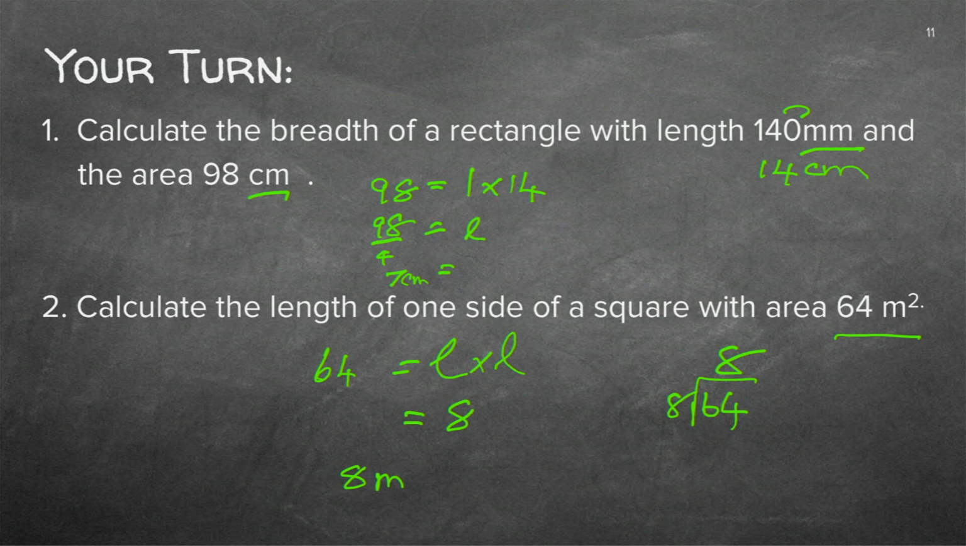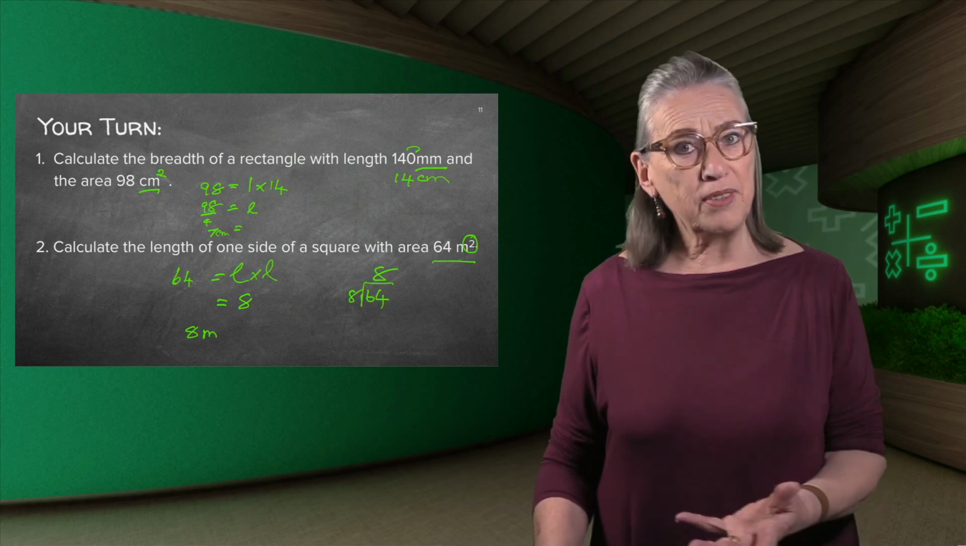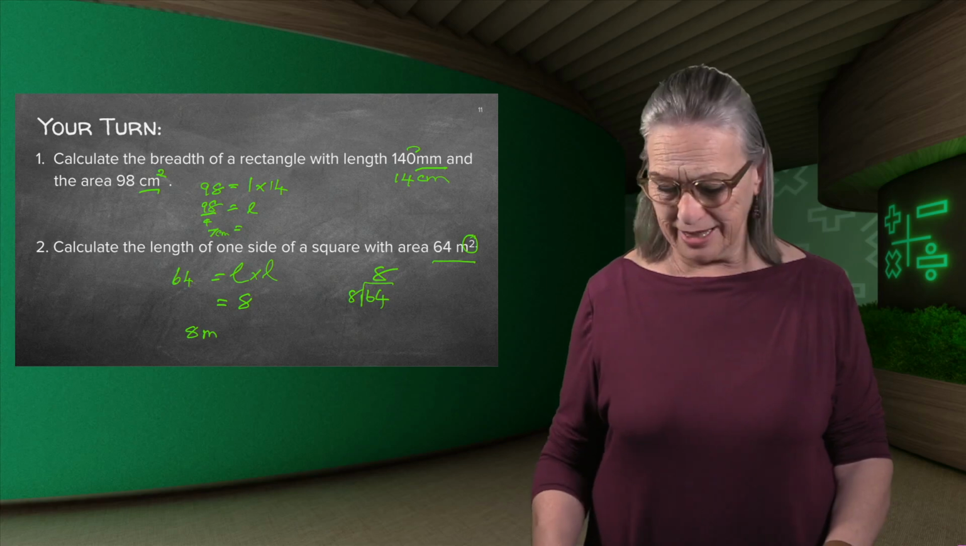But please note that if the area is given in square units, for example centimeters squared, then if you have to work back to find one side, you're only going to give it in centimeters, meters, or millimeters. You're not going to repeat the square sign. I hope you understand why. And if you don't, please go over these notes again and make sure that you get that.